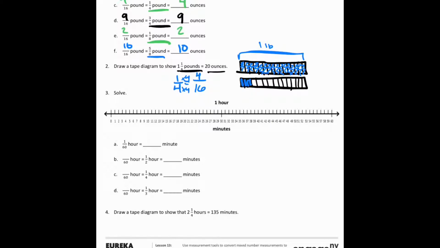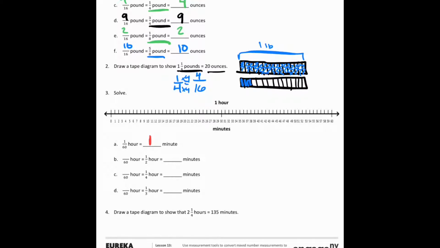Alright, let's look at 3. We're going to be comparing minutes to hours. So 1/60th of an hour, if that whole thing is going to be 1 minute, because there are 60 minutes in an hour, so if it's 1/60th, I can color up here, that's separated into 60, it'd be 1 minute.